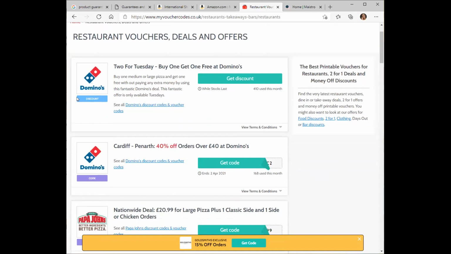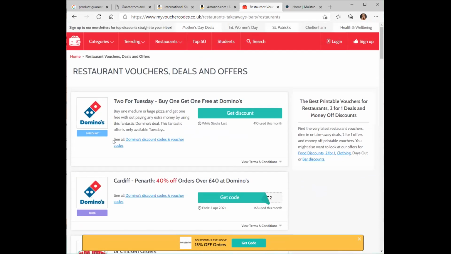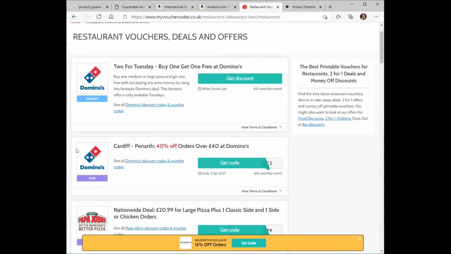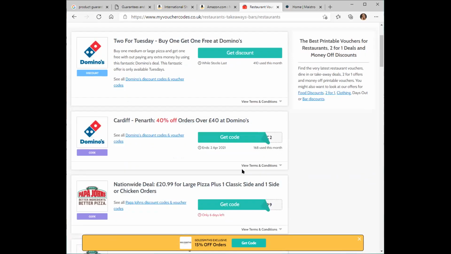So they have restaurants, including Domino's. For Domino's, they have discounts, and then they have codes too for you to be able to get a discount. Here, the discounts for the two for Tuesday, which says buy one, get one free at Domino's. I think this is for every Domino's. And then this one is for the Domino's specifically at Cardiff, which offers 40% off orders over £40. And you can get it using this code.